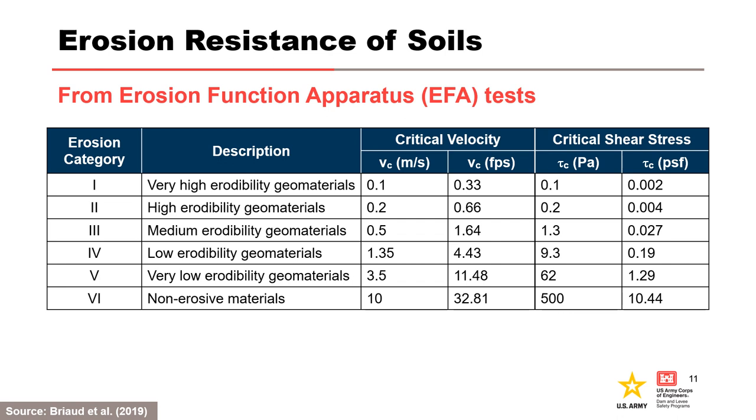This slide shows another presentation of erosion categories based on critical velocity and critical shear stress obtained from erosion function apparatus test results performed at Texas A&M University. As shown, erosion resistance increases with increasing critical velocity or critical shear stress.